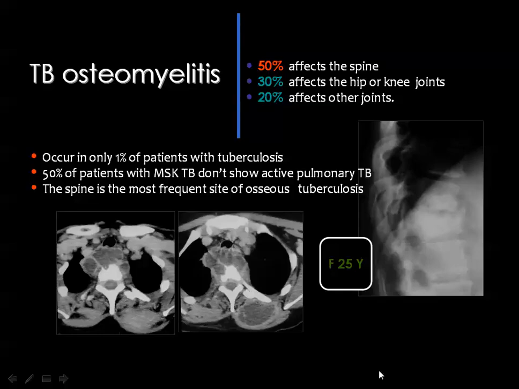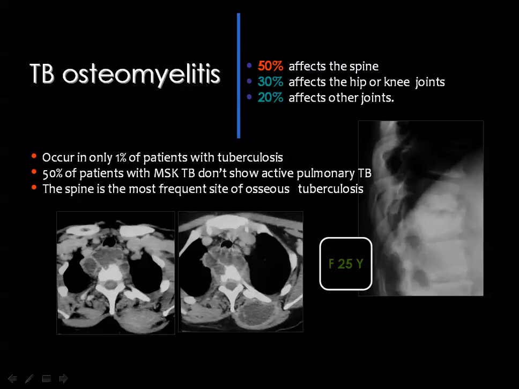And one of the types of osteomyelitis is TB, which is commonly seen in the spine, but can also be seen in major joints, particularly the hip and knee, and also in other smaller joints. In the spine, I will discuss this in detail when I am talking about inflammatory diseases of the spine.